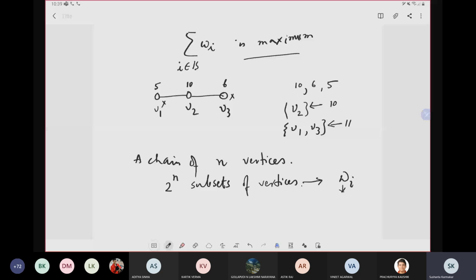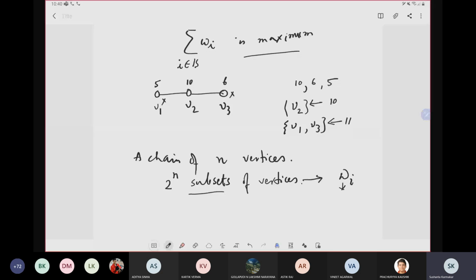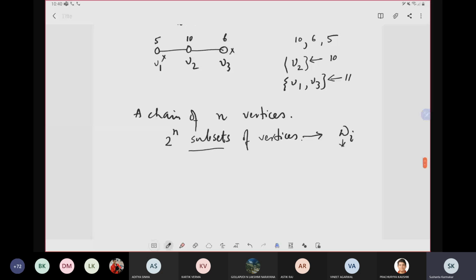Is that an independent set? To check that, I have to see whether in that set there is any pair of vertices that are adjacent to each other. If I find at least one pair, then it is not an independent set. So I go down in the weight list. It has high weight, but it is not an independent set, so it cannot be taken, and I throw it out. In this way, if I carry on, then it can be done.